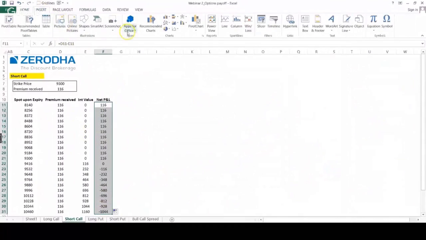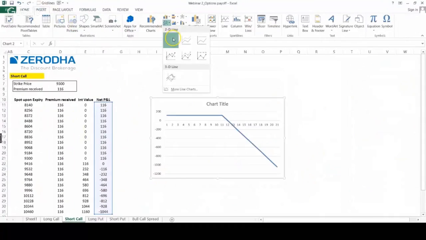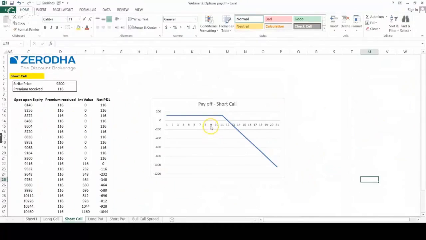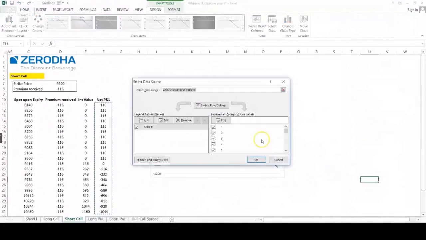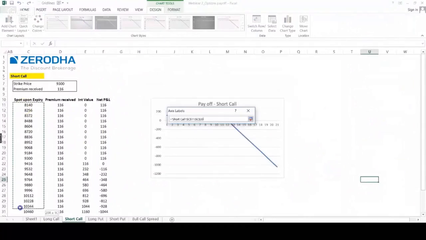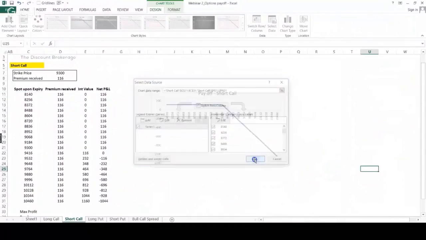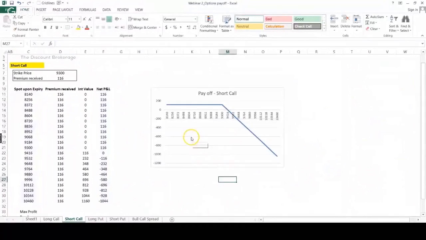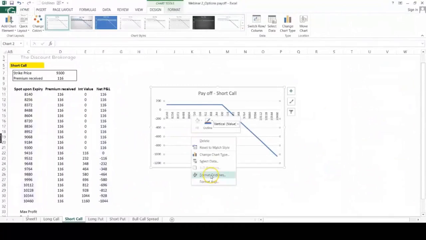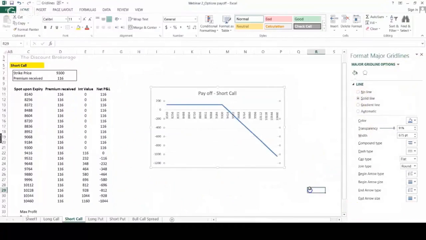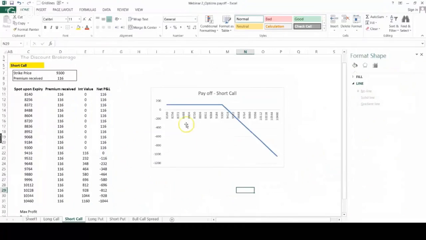Let me plot the graph of this, right? I'm going to title this payoff short call, right? I will change this to make it look more attractive, or make it more meaningful, and I will get rid of the grid lines. I hate these grid lines. Okay, right. So this is the short call payoff.